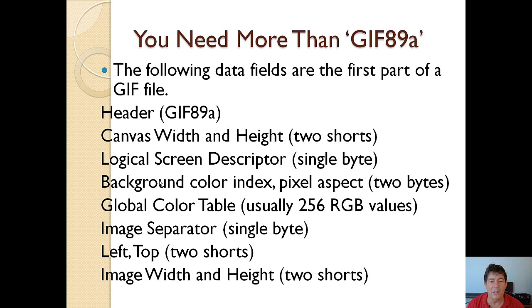Okay. Then there's an image separator. The image separator has a value of 2C hex. It's the same as an ASCII comma. And that basically separates the previous data from an actual image. Now, in all fairness, GIF files can have multiple images within them. That's how you get GIF animation, which we're not going to go into right now. But GIF files can have multiple frames within them, and they're all separated by this image separator character, which is 2C.